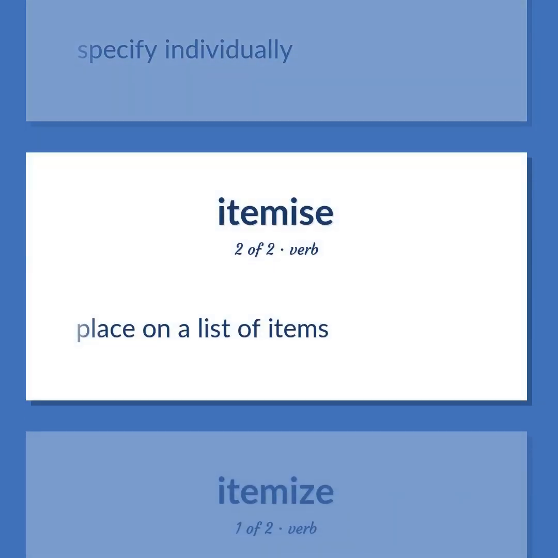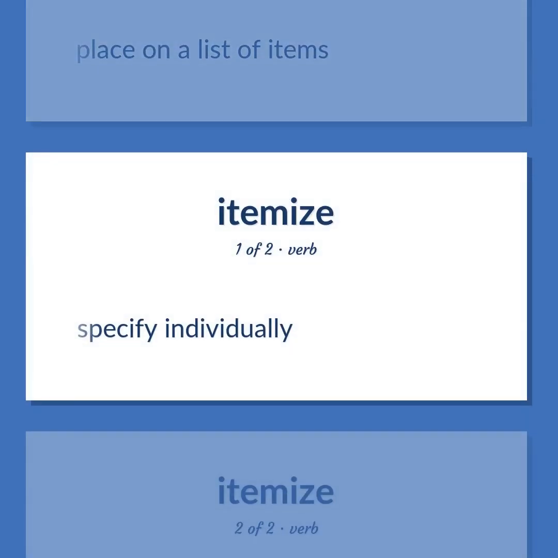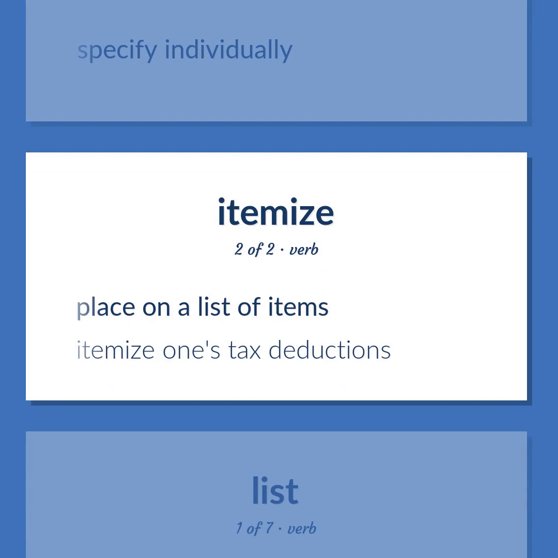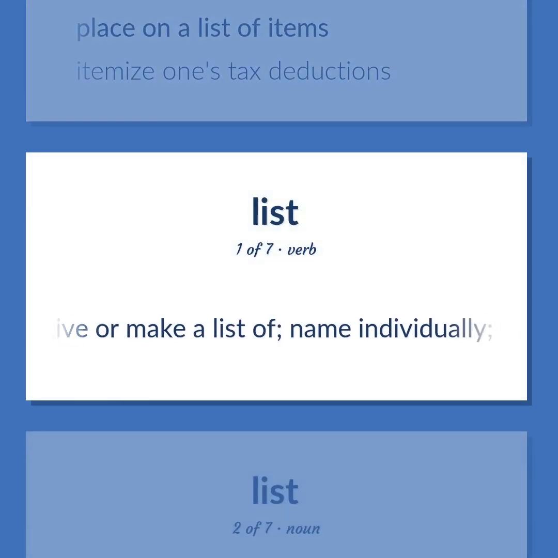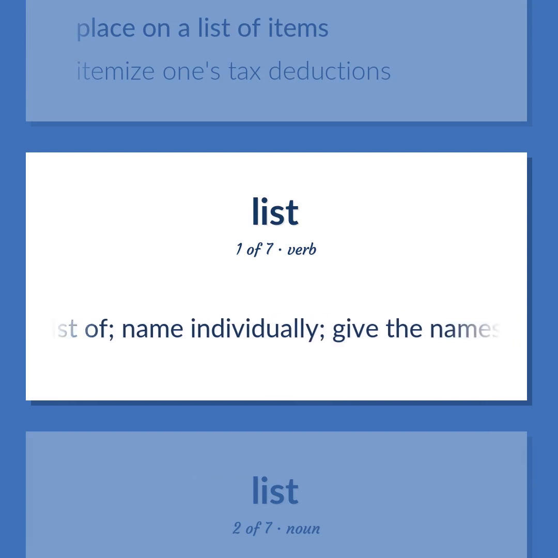Place on a list of items. Itemize one's tax deductions. Give or make a list of. Name individually. Give the names of.